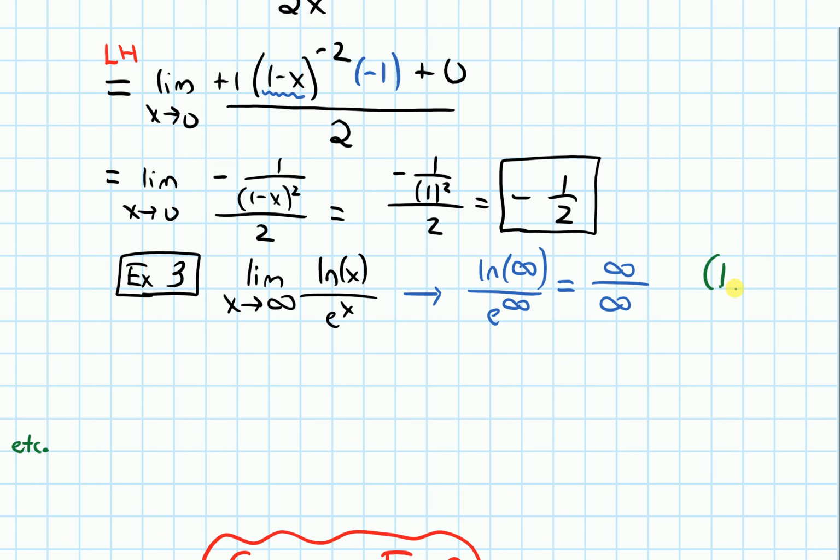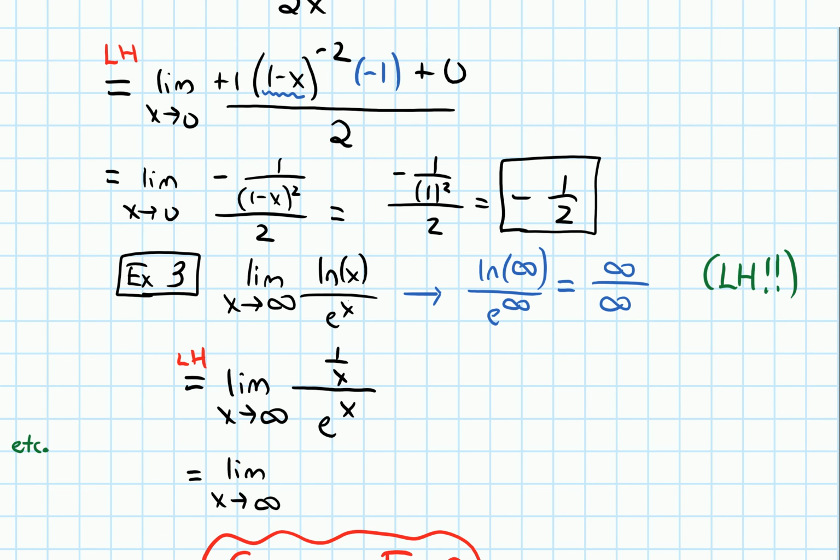So let's use L'Hopital's, LH for L'Hopital's. So let's write my equal sign. I'll write LH over it to indicate I'm using L'Hopital's rule. We'll get the limit as x goes to infinity, and then we take the derivative of the top, which is 1 over x, and the derivative of the bottom, which is e to the x, individually. So we can simplify this. This is equal to the limit as x approaches infinity, and then this whole fraction will become 1 over x e to the x. Alright, so we just simplified that fraction.